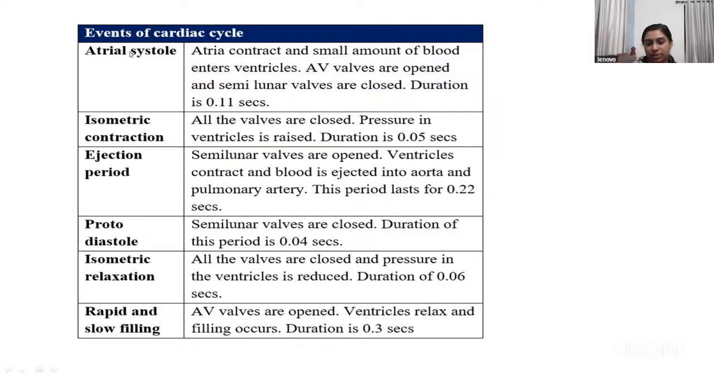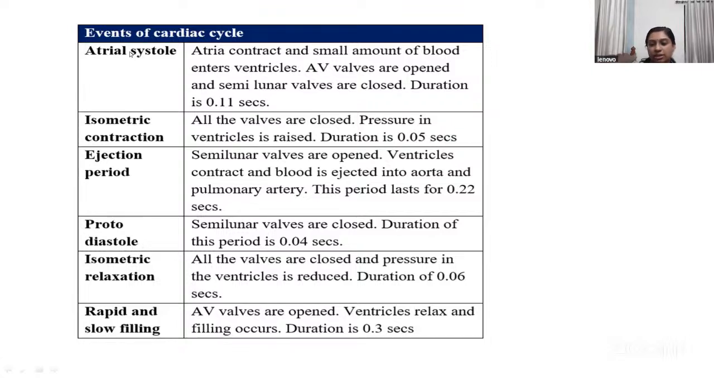Next is the ejection period. Since the pressure inside the ventricle is more when compared to the pulmonary artery, the semilunar valves have to be opened in order to pump the blood towards the least pressure side. The ventricles contract and the blood is ejected into the aorta and the pulmonary artery. This period usually lasts for about 0.22 seconds. Next phase is protodiastole. Here, the semilunar valves are closed and this is a very small phase before the starting of the diastole or the relaxation phase. This is only 0.04 seconds.